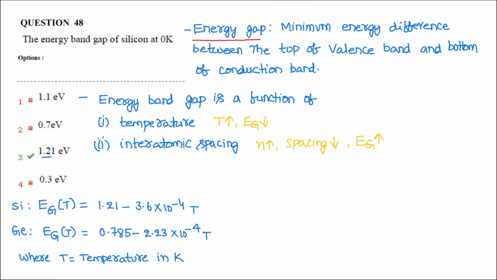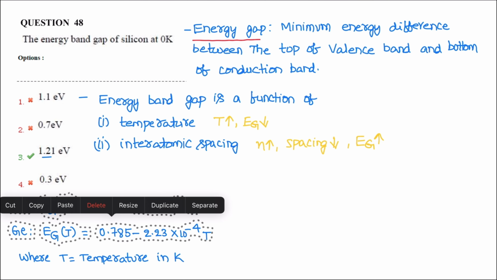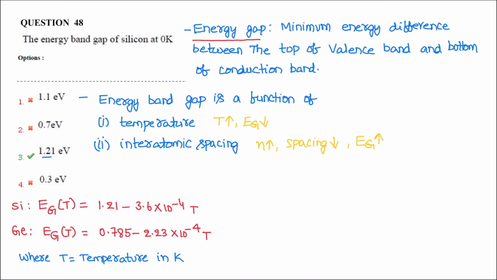So energy band gap is a function of temperature. As temperature increases, energy band gap decreases, and energy band gap is a function of interatomic spacing. As atomic concentration increases, spacing decreases, therefore energy band gap increases. The energy band gap for silicon is given as Eg of T is equal to 1.21 minus 3.6 into 10 power minus 4 into T, and for germanium it is Eg of T is equal to 0.785 minus 2.23 into 10 power minus 4 into T. This is the formula to calculate the energy band gap for silicon and germanium.